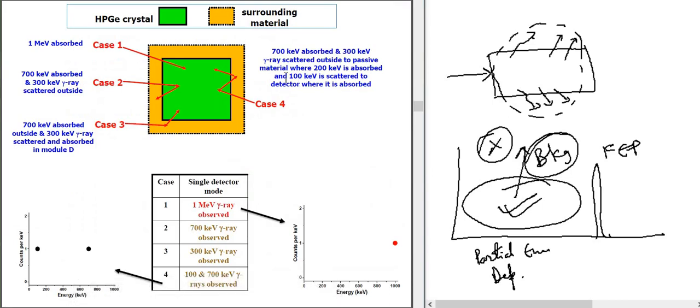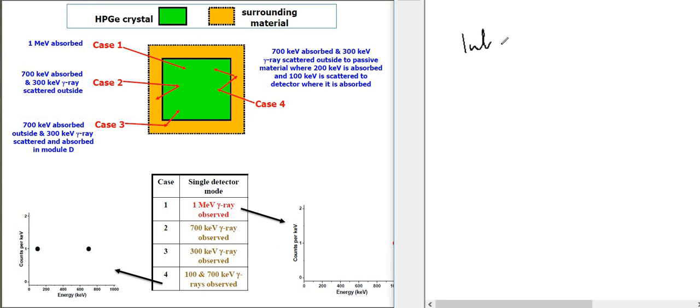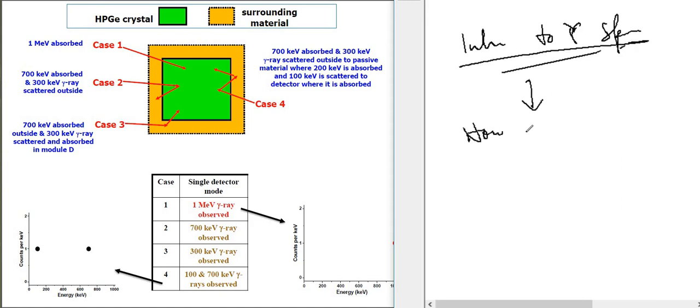Okay, so here I am showing you a simple detector. You see, the green one is the HPGe crystal, and the surrounding material is shown outside in yellow. Now let us consider the various possibilities. So basically what I am talking about is an introduction to the gamma spectrum. How you see what you see. I'm trying to answer that. So let's see over here.